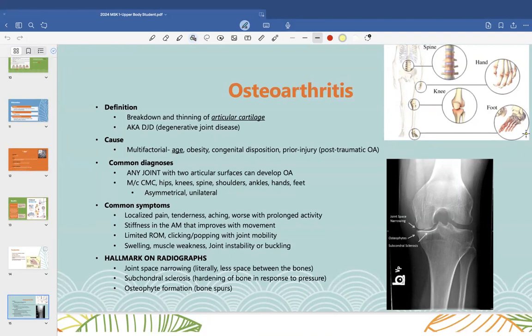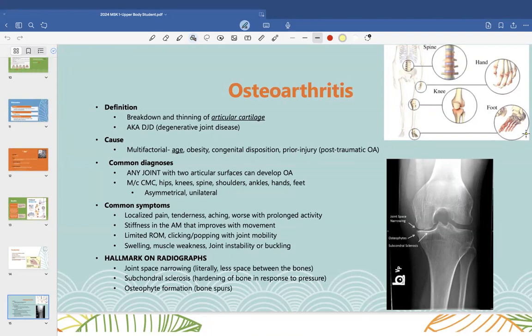Symptoms are exactly what we said, right? Pain, tenderness, worse with a lot of activity, but morning stiffness that improves with movement. How long should that take? Less than 30 minutes, correct. So depending on the grading of arthritis, their symptoms can change.